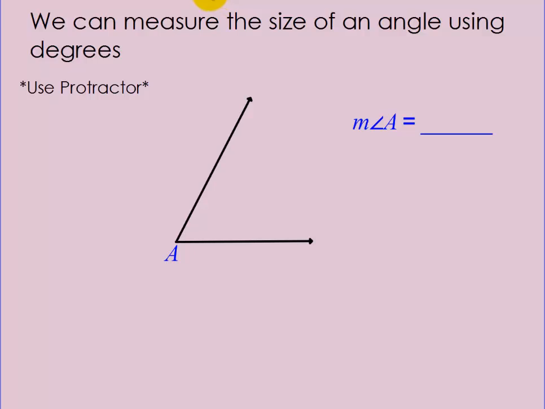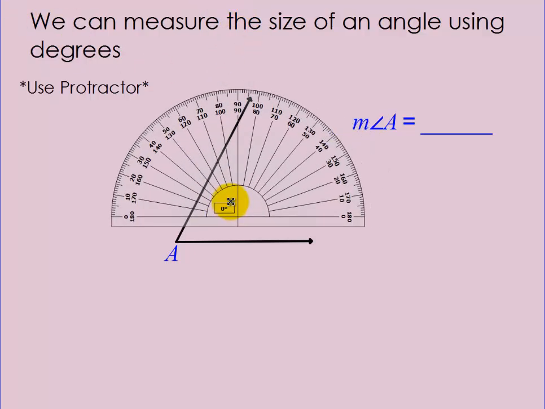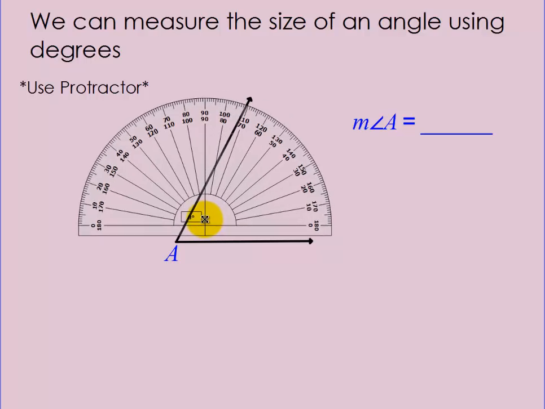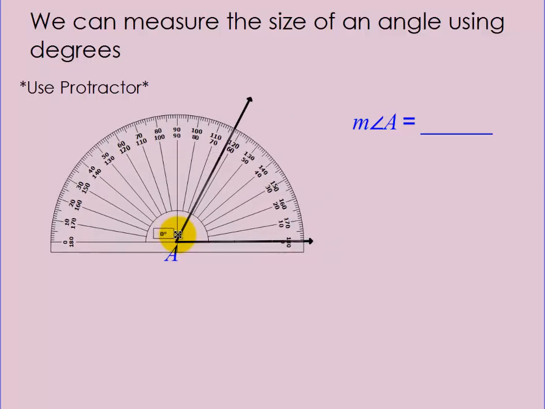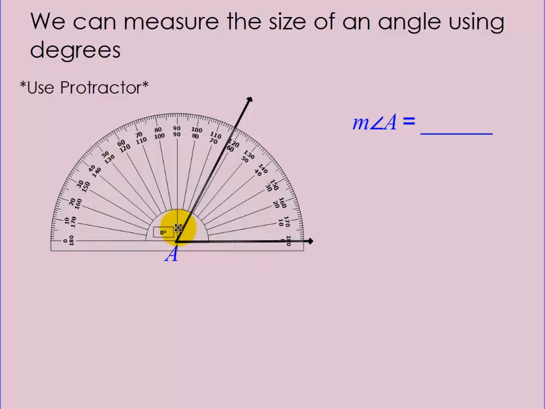Moving on. We can measure the size of an angle using degrees. So I'm going to use a protractor here. I pull out my protractor, and we're going to measure using this protractor. You see there's a point in the middle right here. Usually it'll be a little hole so you can put your pencil through it if you have a real protractor. I'm going to put that right on the vertex, as best as I can. And I have to measure this angle.